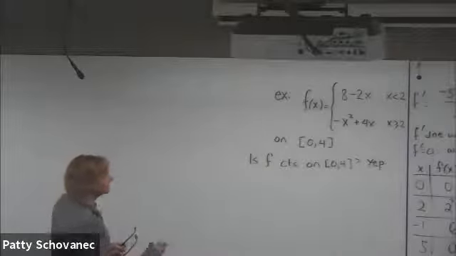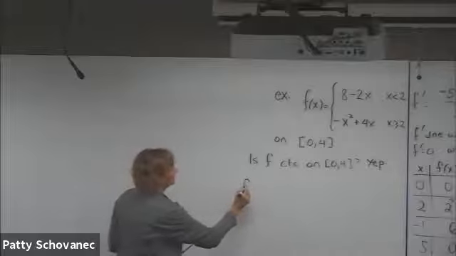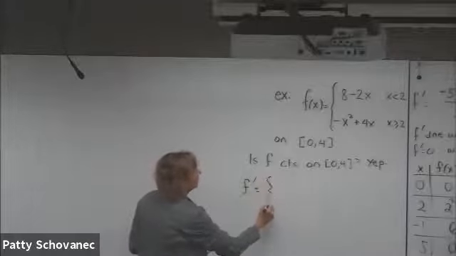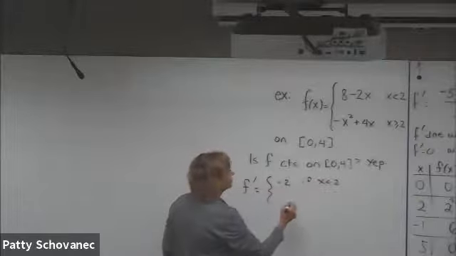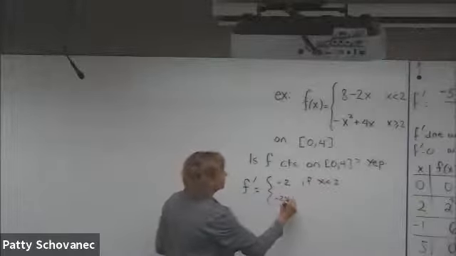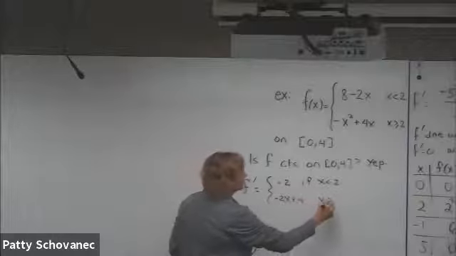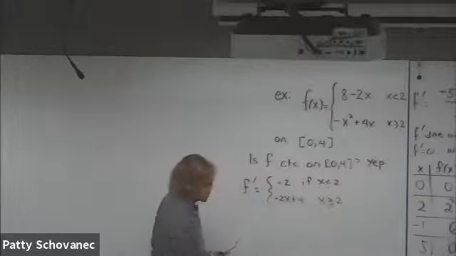So we need its derivative. F prime is negative 2 if x is smaller than 2, and negative 2x plus 4 if x is greater than or equal to 2.